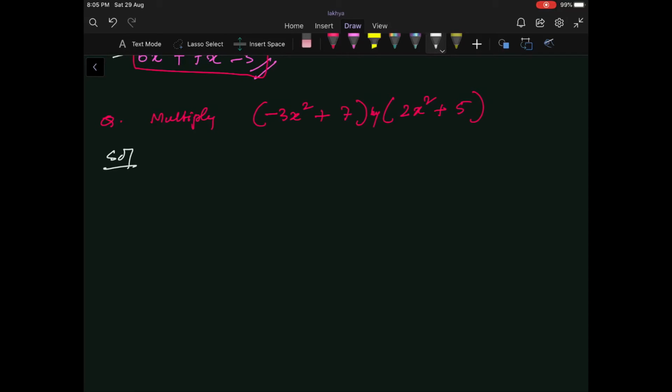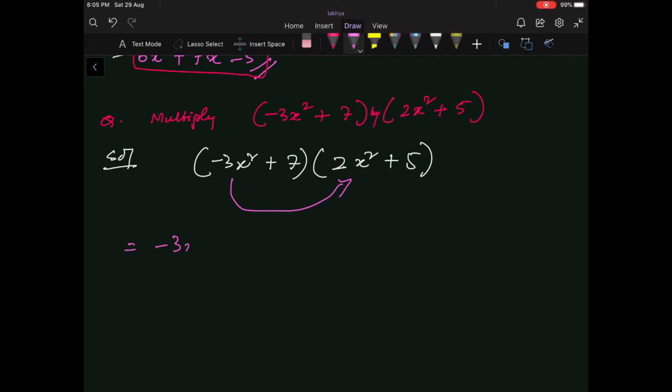So what is the first polynomial? Minus thrice x square plus 7, into the second polynomial, thrice x square plus 5. Okay, now what to do? First step is minus thrice x square into twice x square. Next step, again minus thrice x square into plus 5. Minus thrice x square into 5 means minus 15 x square.